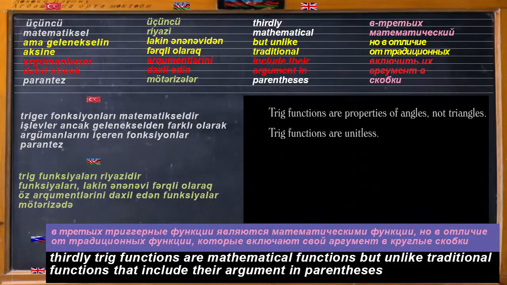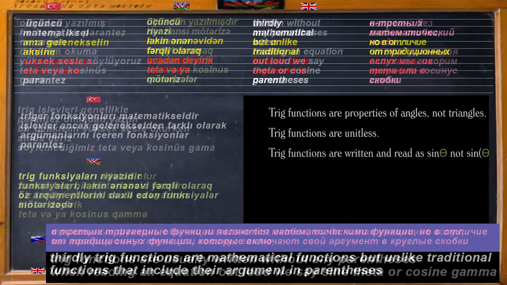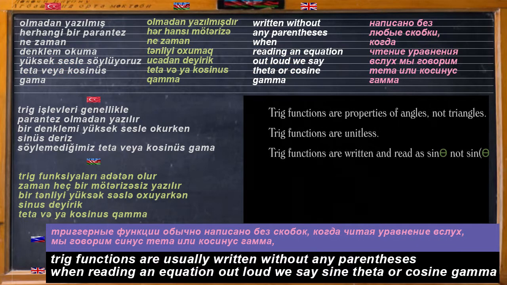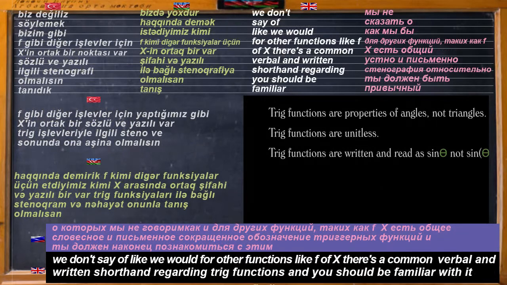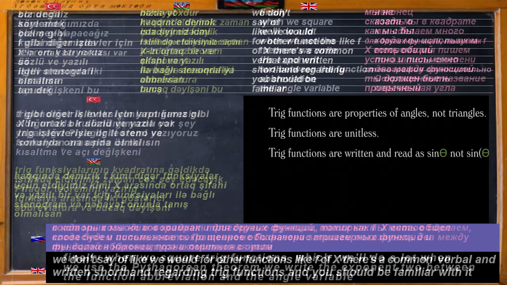Thirdly, trig functions are mathematical functions, but unlike traditional functions that include their argument in parentheses, trig functions are usually written without any parenthesis. When reading an equation out loud, we say sine theta or cosine gamma. We don't say "of" like we would for other functions like f of x. There's a common verbal and written shorthand regarding trig functions, and you should be familiar with it.